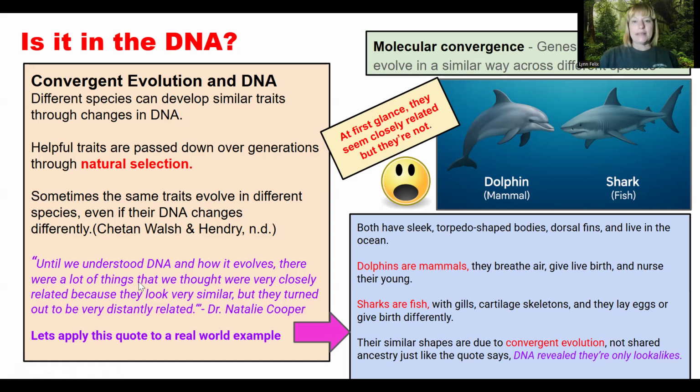At first glance, looking at a dolphin and a shark, they look similar, right? They seem closely related, but they're not, okay? Both have sleek torpedo-shaped bodies, dorsal fins, and live in the ocean. Dolphins are mammals, so they breathe air, they give live birth, and nurse their young. Sharks are fish with gills, cartilage skeletons, and they lay eggs or give birth differently. So their similar shapes are due to what we call convergent evolution, not shared ancestry, just like the quote says. DNA revealed they're only lookalikes.